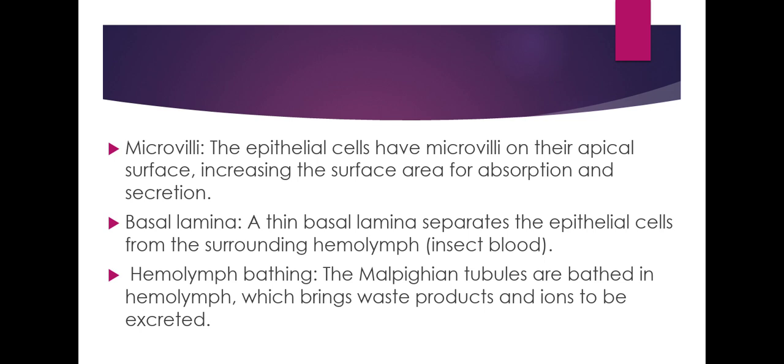Okay, microvilli. The epithelial cells have microvilli on their apical surface, increasing the surface area for absorption and secretion. Then basal lamina: a thin basal lamina separates the epithelial cells from the surrounding hemolymph, which is the insect blood. Also, hemolymph bathing: the Malpighian tubules are bathed in hemolymph, which brings waste products and ions to be excreted.